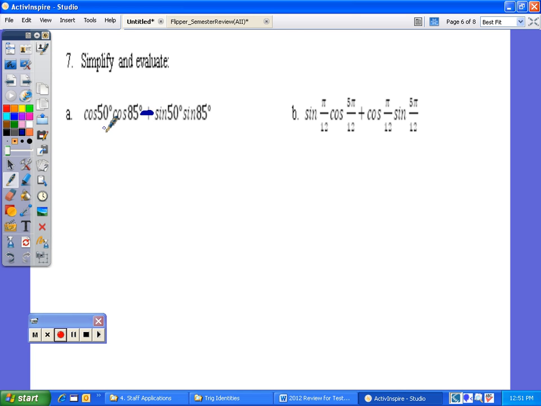Okay. So this is the expansion for cosine. So we're going to work backwards. That means that this looks like the expansion for cosine of A plus B. So that means that A is here, and this must be B. So this is simplifying it.